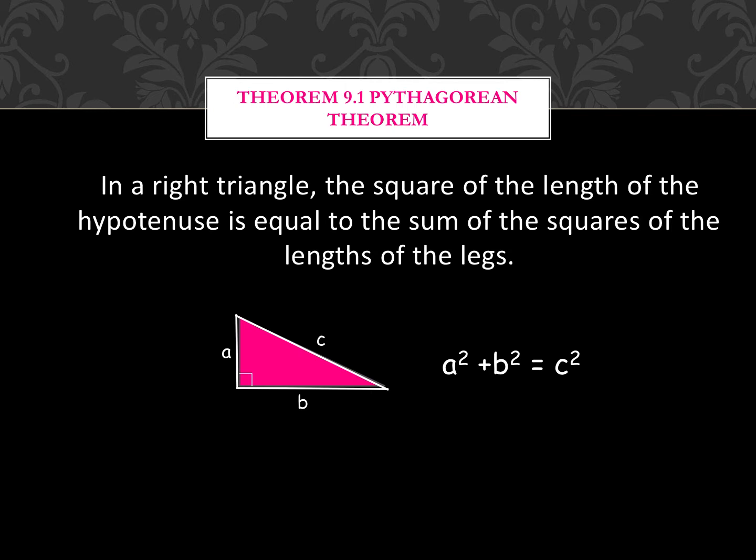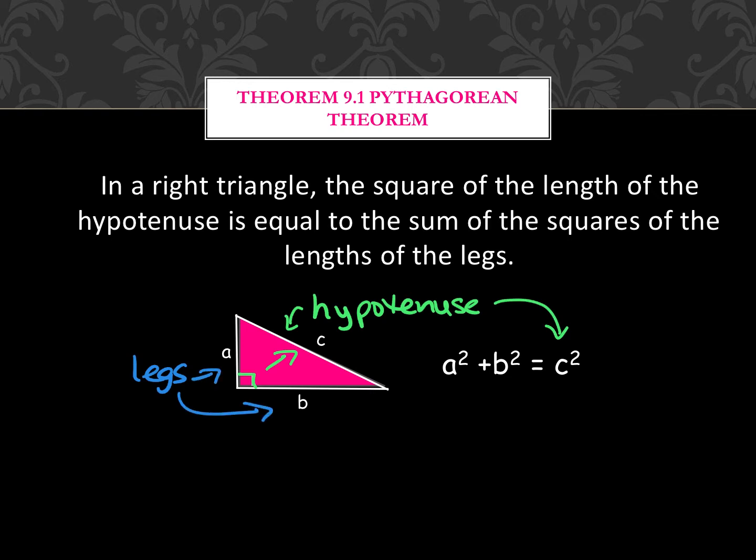Now, the hypotenuse is the side that's across from the right angle. And it's always going to be the largest side of your triangle. So in the formula, the c squared is the hypotenuse. The a and the b, these are the legs of the right triangle. And you can switch up the numbers that you assign for a and b. However, the c squared must always be the hypotenuse.